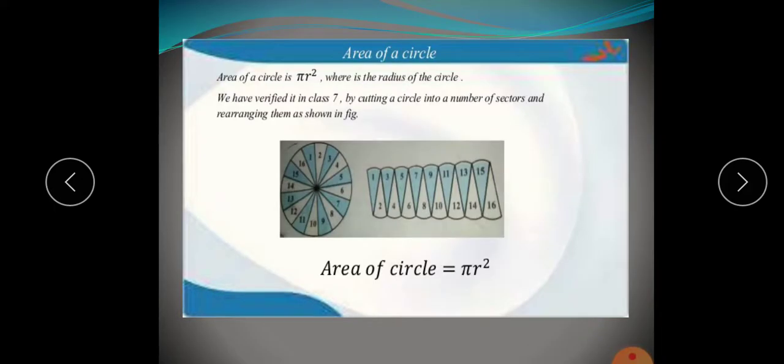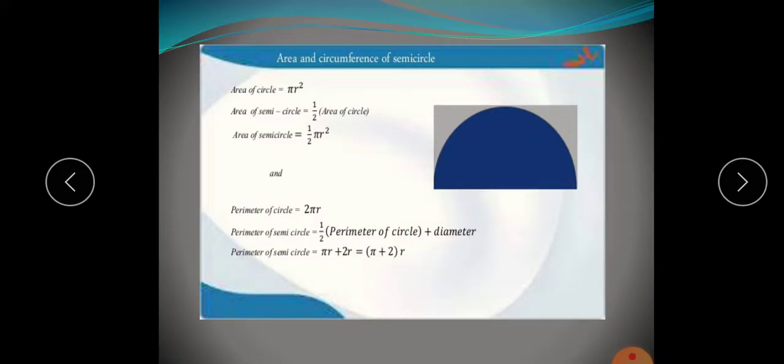Now you know what is the area of a circle. We learned in class 7. What is the area of a circle? Pi r square. And what is the area of a semicircle? What is a semicircle? Half of the circle is called a semicircle. What is half of the area of a circle? Half pi r square. You should know the formulas very well. What is the perimeter of a circle? 2 pi r. What is the perimeter of a semicircle?